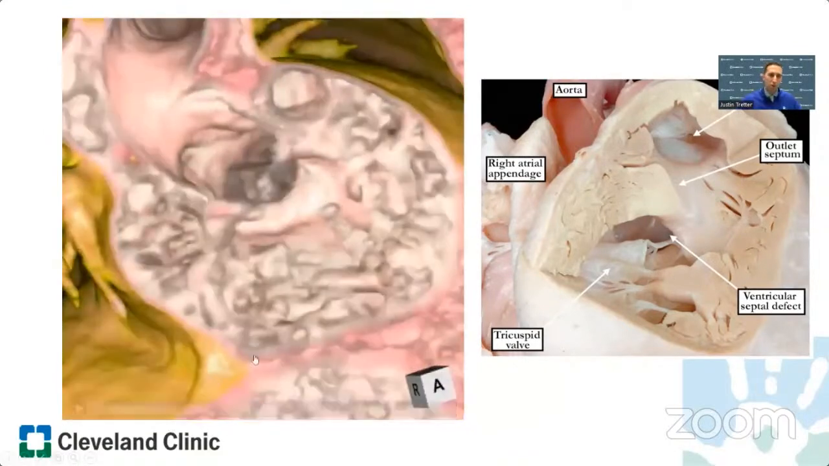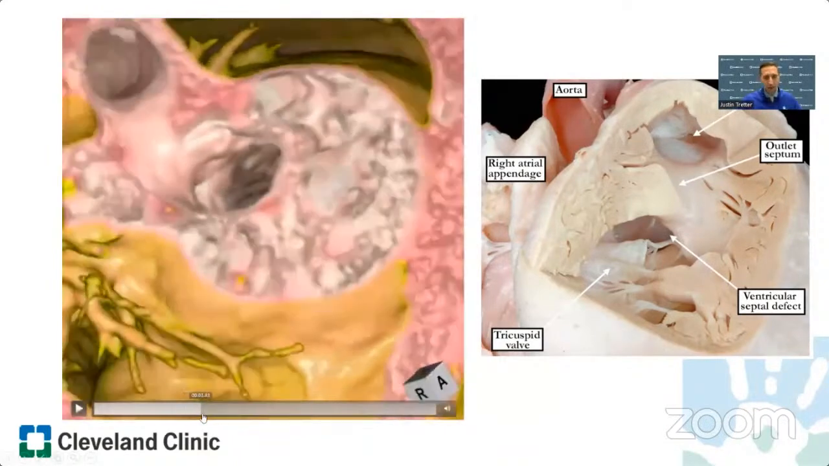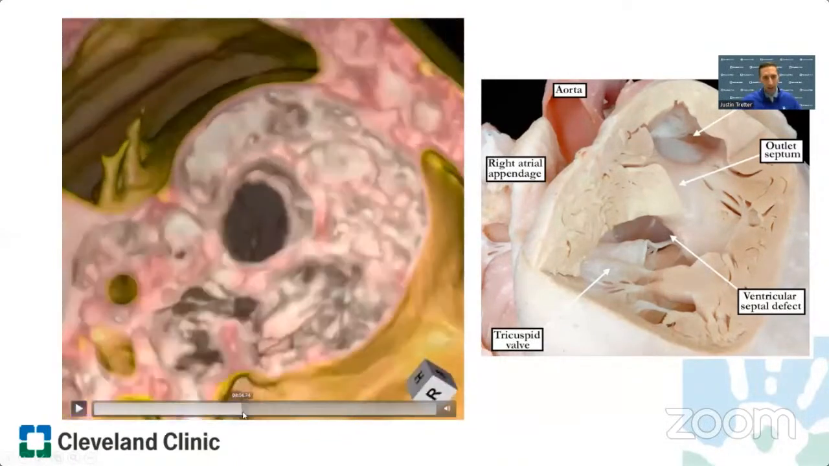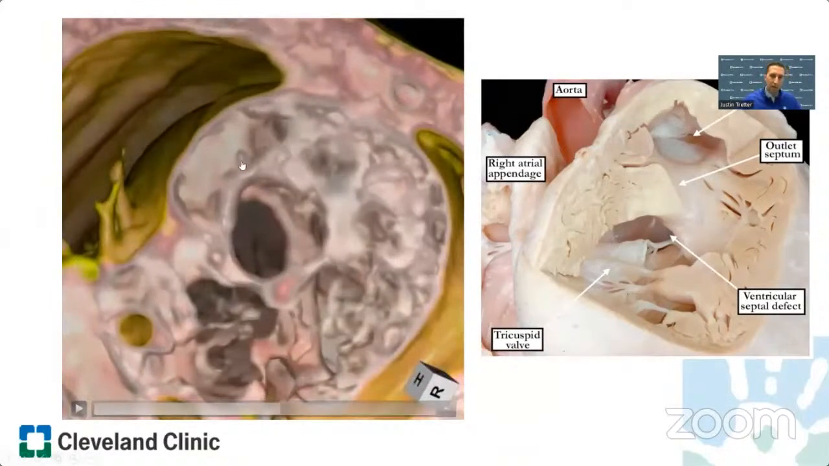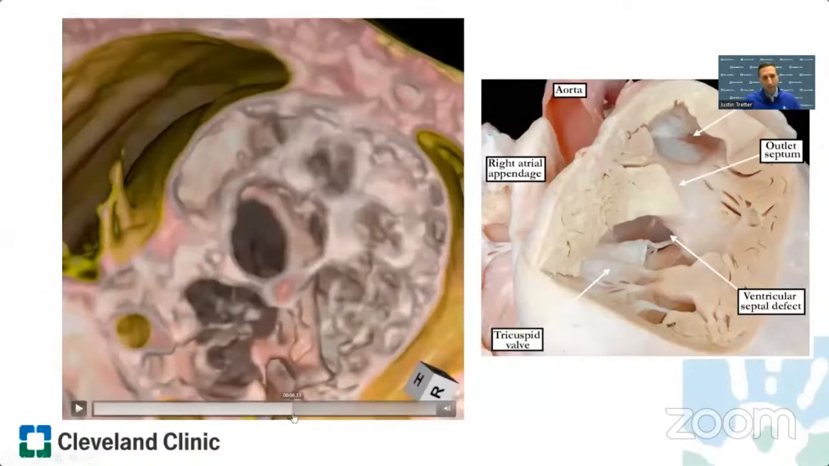I'm going to just bring it back so you can pay attention to that outlet septum as I rotate it, and just pay attention to that outlet septum as we rotate it around into the short axis of the aortic root and cut back down into the outlet septum. So that's that structure here. It's anteriorly deviated into the right ventricular outflow tract. The defect is here opening into the outlet of the right ventricle.